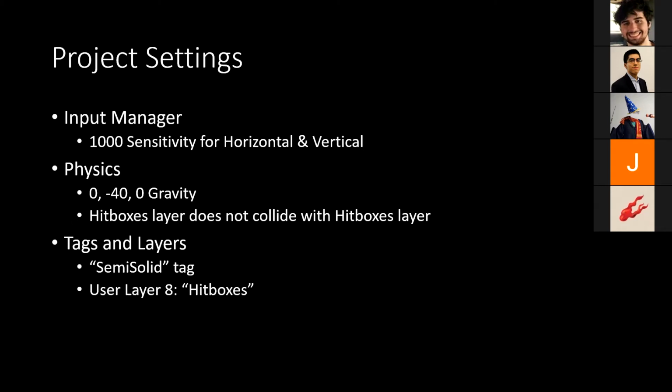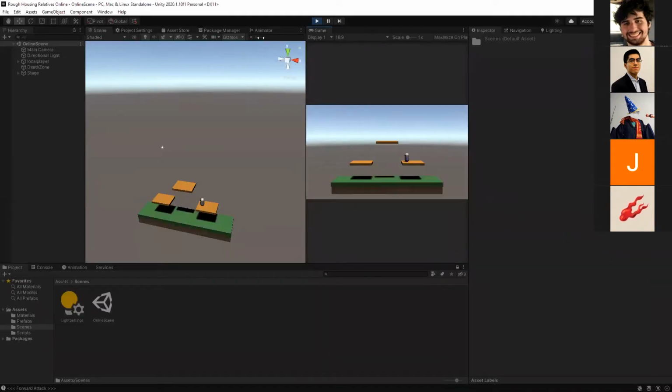In tags and layers, you're going to create a tag called semi-solid, and then user layer 8 would be hitboxes. And after you've created those layers and tags, you want to go back to the physics tab and uncheck the checkbox for the hitbox layer so that it doesn't collide with itself. So I'm just going to show it in Unity now.